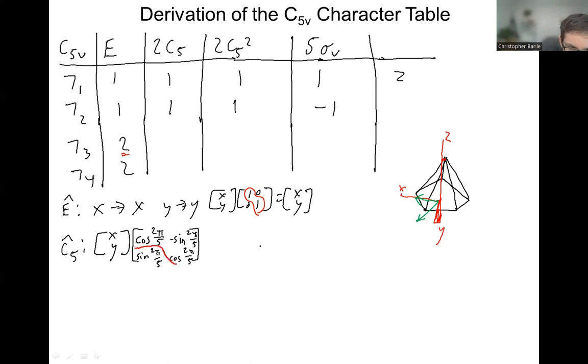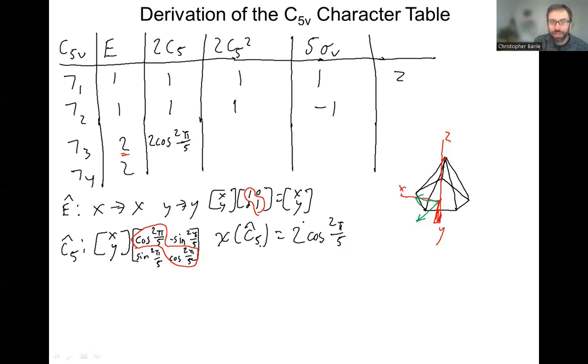And the key point here is that our trace, our character, is still the same rule. We just take the sum across the diagonal. We're getting kind of crazy non-integer values. But what this is telling us is that our character here is going to be cosine 2 pi over 5 plus cosine 2 pi over 5, which equals 2 times cosine 2 pi over 5. So our character of the C5 operation is 2 cosine 2 pi over 5. So that's what's actually going to go into our character table right here.